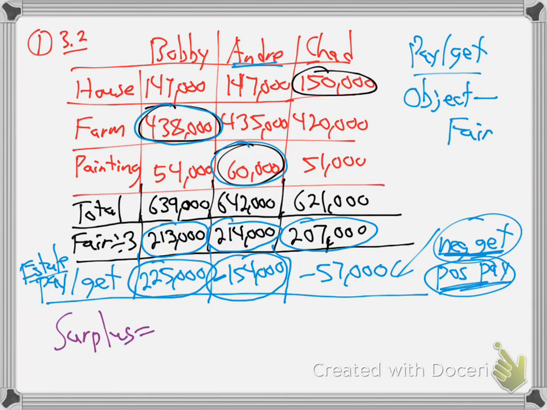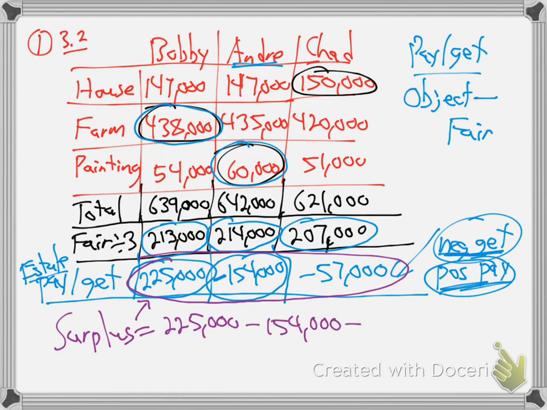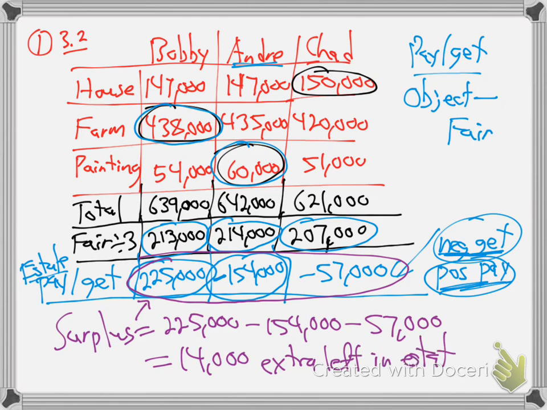The surplus is all of these things added and subtracted. So in other words, it's 225 minus 154. Use your calculator, minus 57,000. If you do that, you'll get 14,000. That's extra left in the estate after all is done, after everybody's got their stuff. That's surplus, that's extra. And the reason is because Bobby paid so much money, 225, when Andre and Chad took out their money, there was still $14,000 left over.